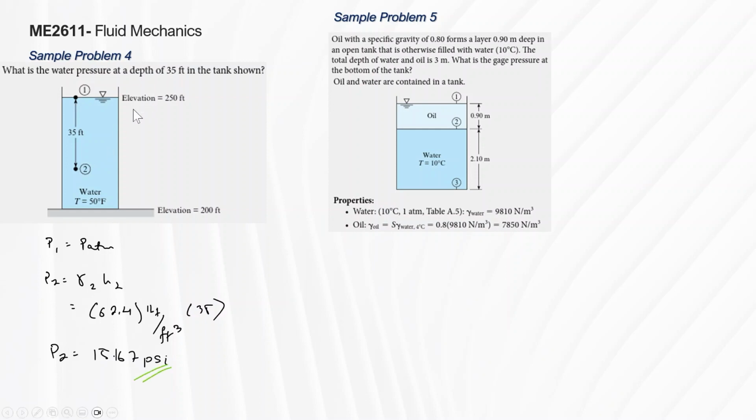So what is the water pressure at the level of 35? That's our gauge reading. If I'm asking for the absolute pressure at that point too, all you have to do is add our atmospheric pressure, 14.696. You get 29.86 psi.